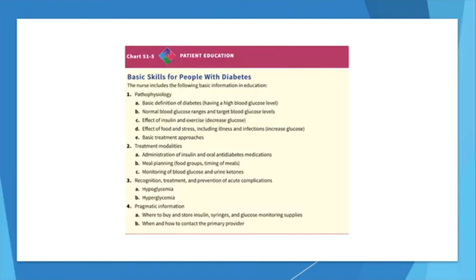So on this slide is a really great resource. It's out of your book, and it's on a patient education piece. So the basic skills you should be teaching people with diabetes, right? So you want to give them an overview of the patho. And they should have a basic definition of what diabetes is, right? Having a high blood glucose level. They should know normal blood glucose ranges and what their target range is. They should know the effect of insulin and exercise, right? These are going to decrease glucose. The effect of food and stress, including illness, right? In illness and in stress, glucose goes up.